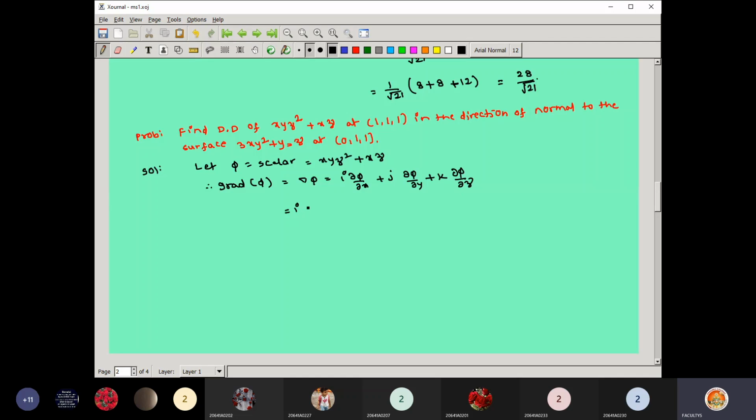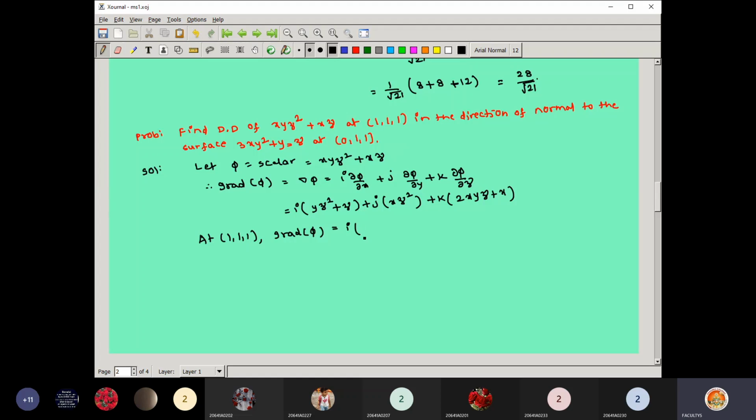So directly it is i ∂φ/∂x, directly with respect to x variable you are getting yz² + z, only focus on x, plus j ∂φ/∂y, only on y you are getting xz² and remaining 0, plus k ∂φ/∂z, it is 2xyz + x. So after getting the gradient, they have given a point here because directional derivative at the point was mentioned. So write down at the first point 1, 1, 1. You find out gradient of phi.